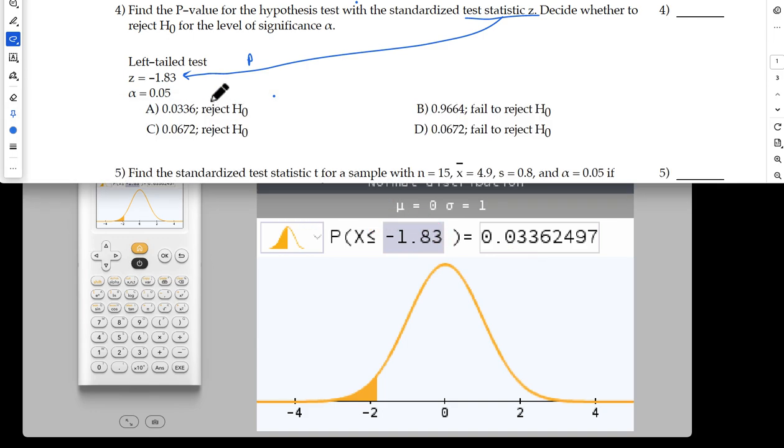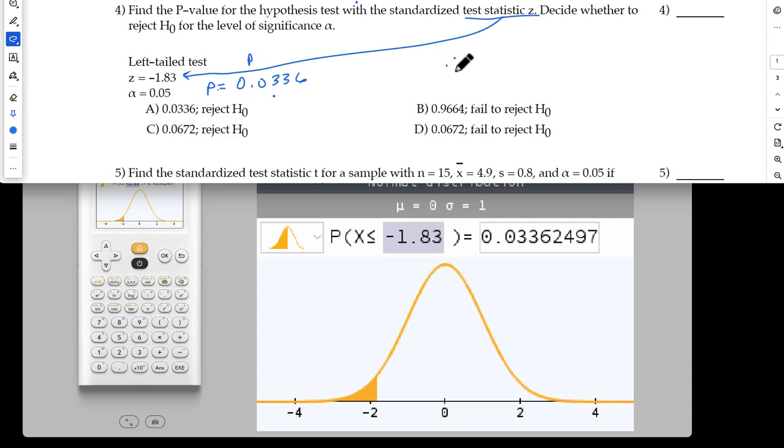So we come back up here. Our p-value is equal to 0.0336, 4 decimal places. So A looks okay. In fact, maybe A's all that we're going to go with. And this p-value, 3%, is smaller than 5%, right? So look at this, 5%, 3%.